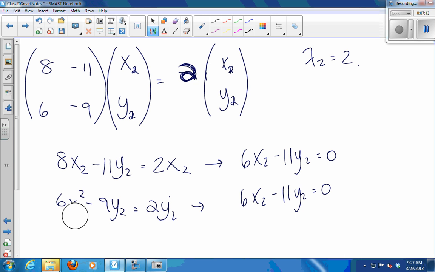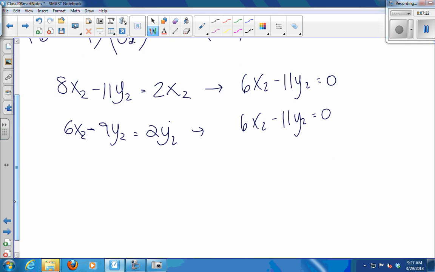So I really only have one linear equation in x and y. That is my straight line solution. Every vector along this line is an eigenvector. Solving this, I get y2 equals 6/11 x2. That's the straight line solution. Some vector on this line might be 11, 6. If I plug in 11 for x, y would have to be 6. So this is one particular eigenvector.